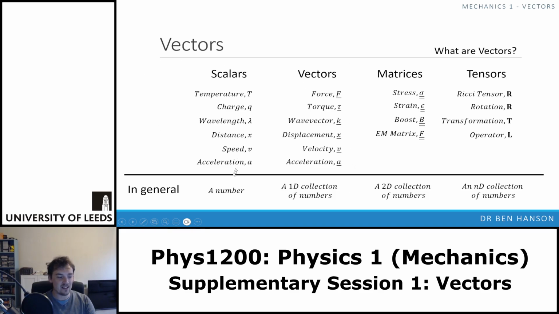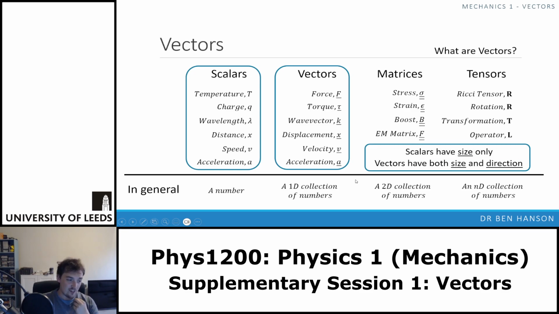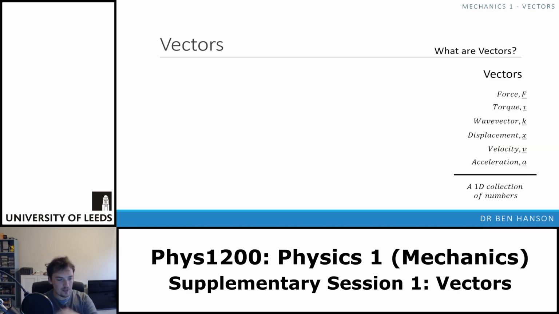But we've got this idea that we've got a number and a list of numbers. Scalars then have size only and units. Vectors have both size and direction. That's super important. A vector has a length, a size, an amount, and it points in a specific direction, which tells us something else about that object. It tells us about how it's oriented in space. That's super interesting. So here's some examples of vectors, right?